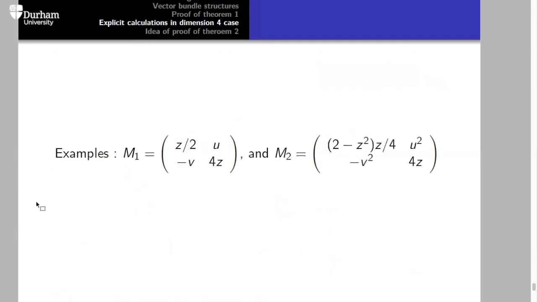For example, for M1, I can pick the polynomials so that this matrix is linear in u, v, and z. And for M2, which corresponds to the tangent bundle, I gave you another one: 2 minus z squared, z over 4, u squared minus v squared, and 4z. So this is one way of doing it. So not only can I do it abstractly, I can really find explicit calculations to find the different real structures.